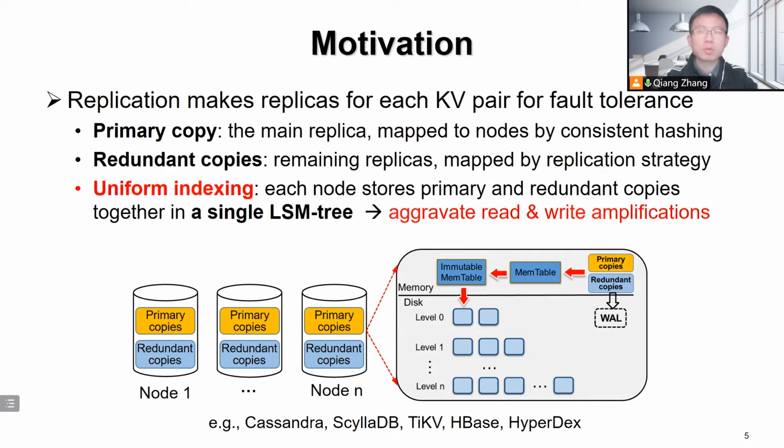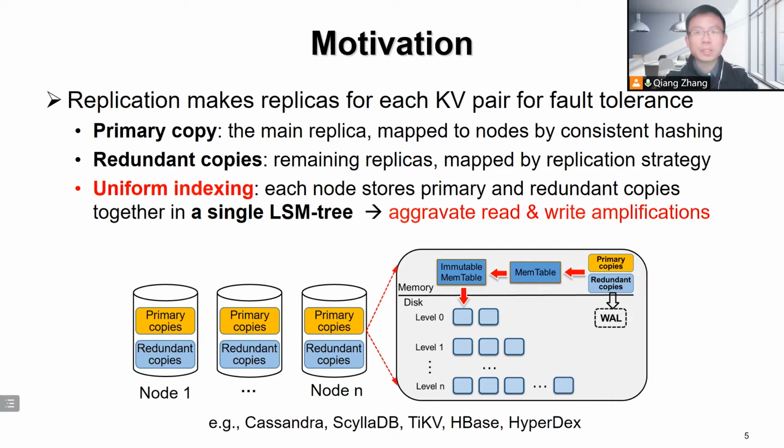Besides, replication is used in distributed key-value stores for fault tolerance. By distributing the replicas of each key-value pair across different nodes, we can divide the replicas into 2 types. The first is the primary copy. It is the main replica that is mapped to nodes by consistent hashing. The second is redundant copies. They are the remaining replicas that are mapped to nodes by the replication strategy.